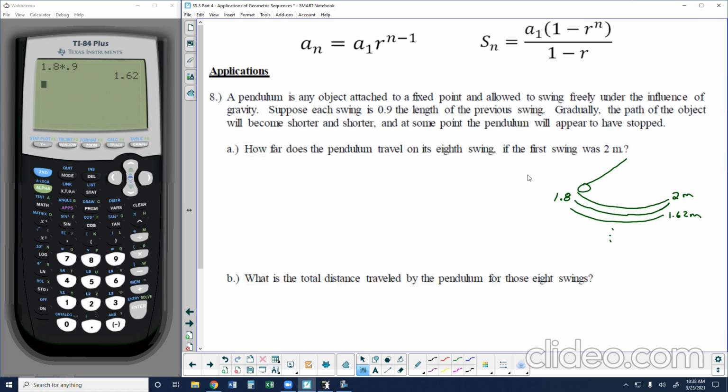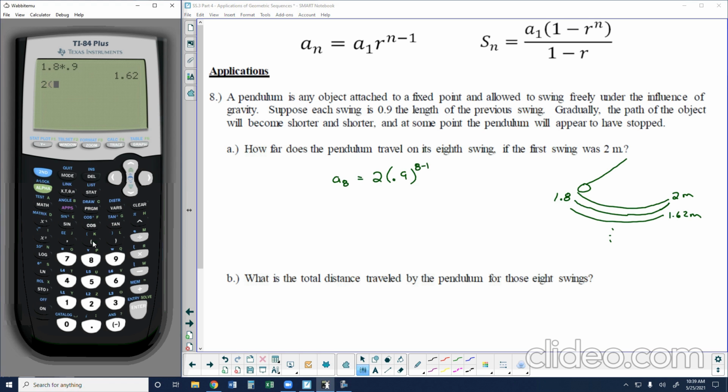In this part, it says, how far does it travel on the 8th swing? What we could do is keep multiplying by 0.9 to find all of the swings. We found 3 so far. Or we could use our nth term formula here. Really what I would be looking for is the distance of the 8th swing, which would be the 8th term in this geometric sequence. I can find that by using the first term, 2, times the common ratio they gave us, 0.9, to the n minus 1, or 8 minus 1, power.